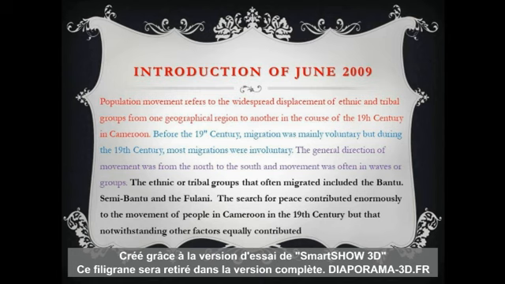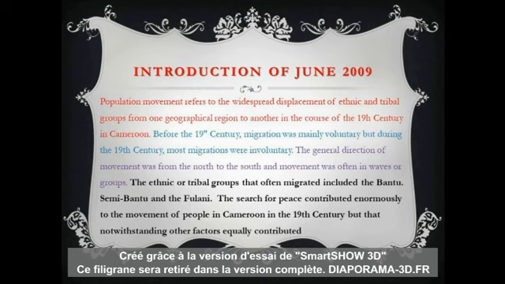Here comes the introduction. Population movement refers to the widespread displacement of ethnic and tribal groups from one geographical region to another in the course of the 19th century in Cameroon. Before the 19th century, migration was mainly voluntary, but during the 19th century, most migrations were involuntary. The general direction of movement was from the north to the south, and movement was often in waves or groups. And the ethnic or tribal groups that often migrated include the Bantus, Semi-Bantus, and the Fulanis.